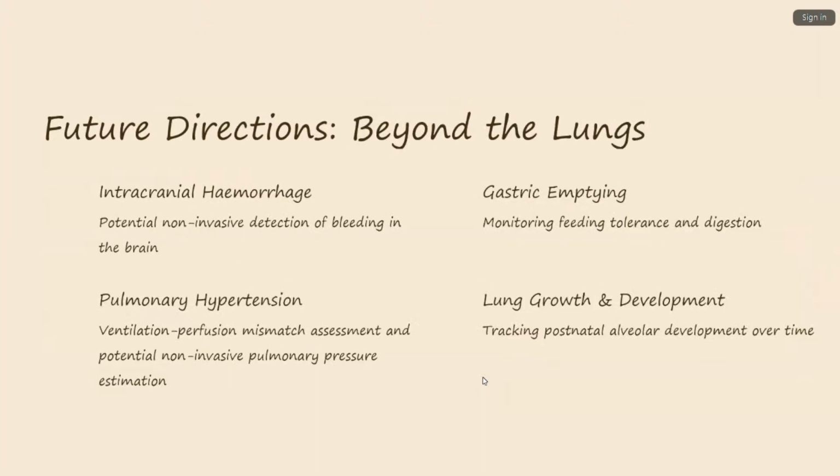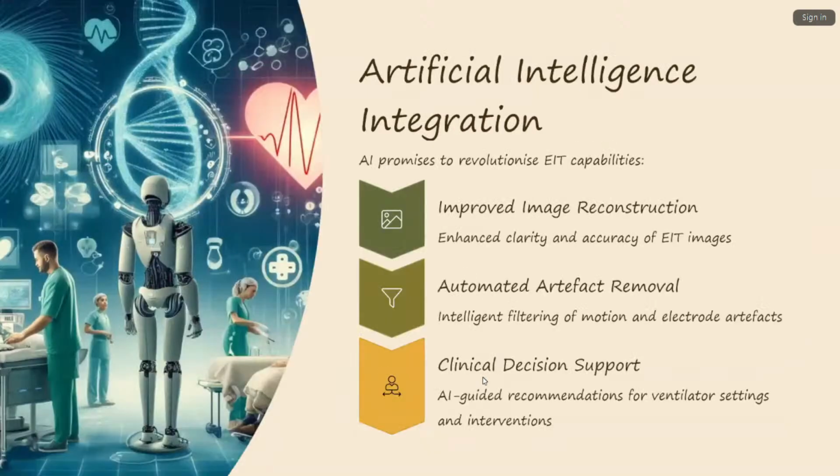And then beyond the lungs, we have the application of EIT in other fields also, like intracranial hemorrhage. We can do gastric emptying studies, and we can study pulmonary hypertension. And then again, lung growth and development using this EIT modality. It can be integrated with artificial intelligence, which will further enhance its capabilities. There will be improved image reconstruction, automated artifact removal, and clinical decision support with AI-guided technology.